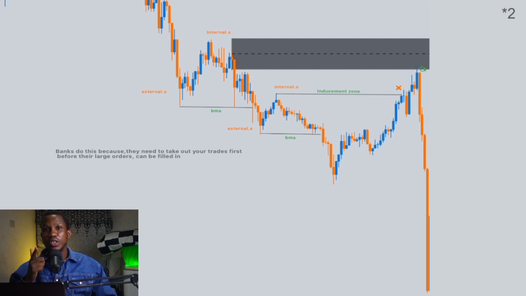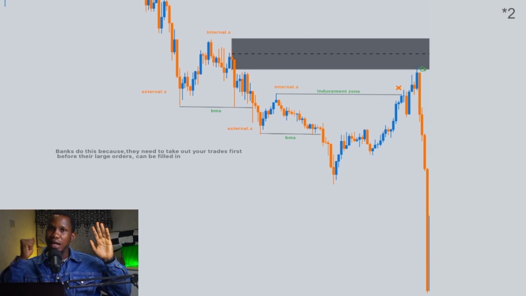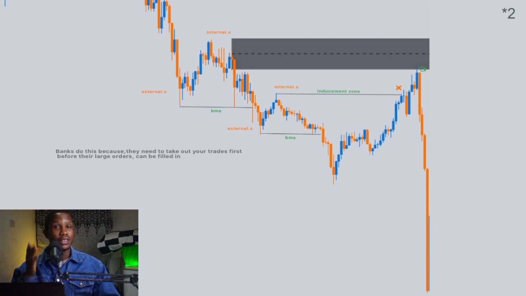I want you to picture them as a professional magician. They use one hand to distract you while the main trick happens in the other hand. So you need to know now, the market is not your friend at all. There's a battle ongoing in the market every single day. The banks don't just aim to win, they aim to trick you into thinking that you're winning first. That's why learning inducement and liquidity is non-negotiable.